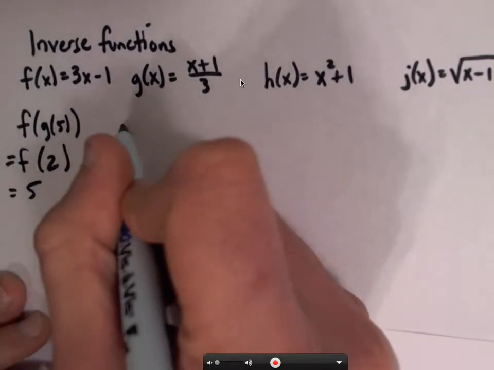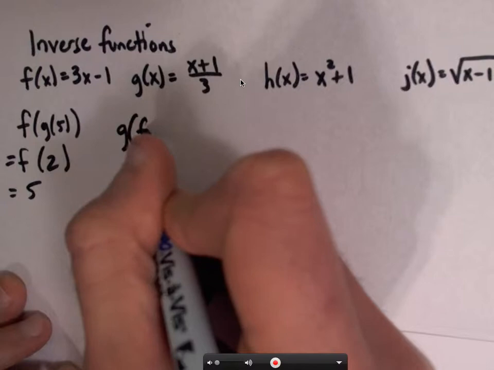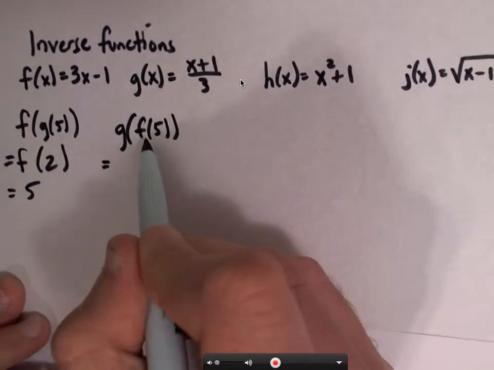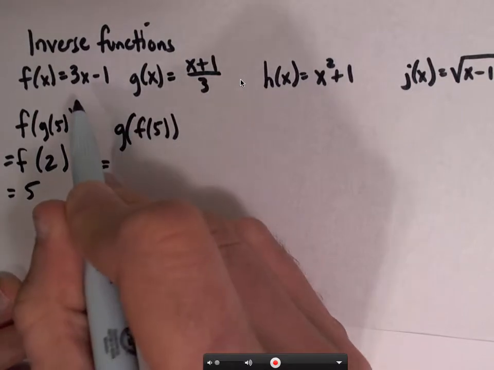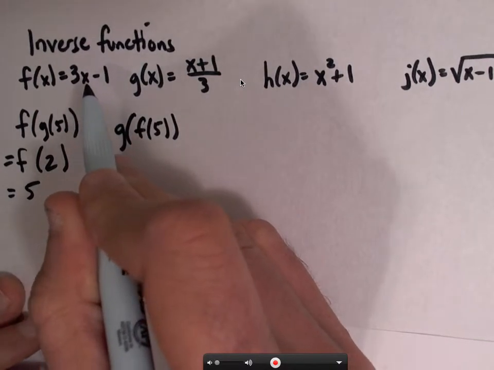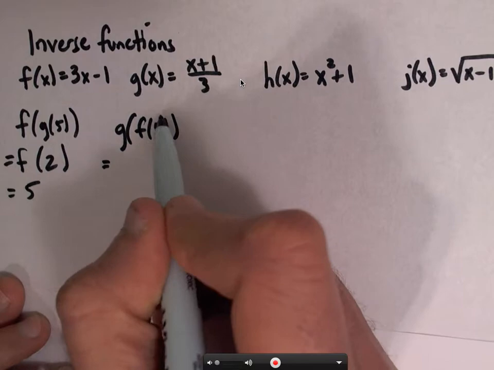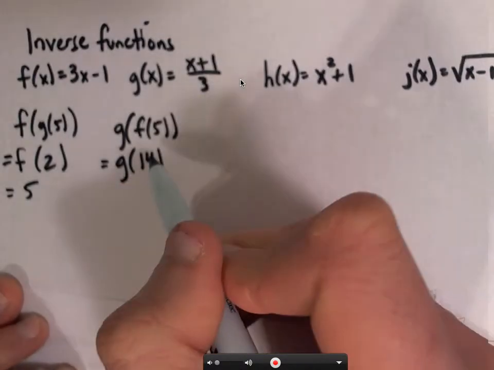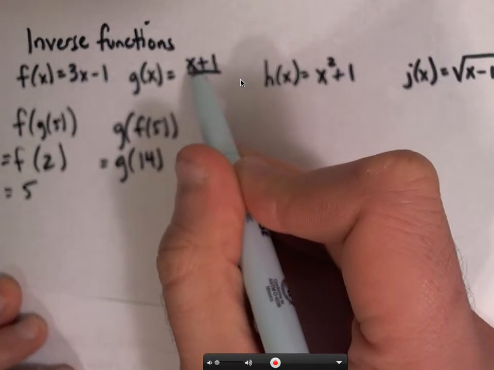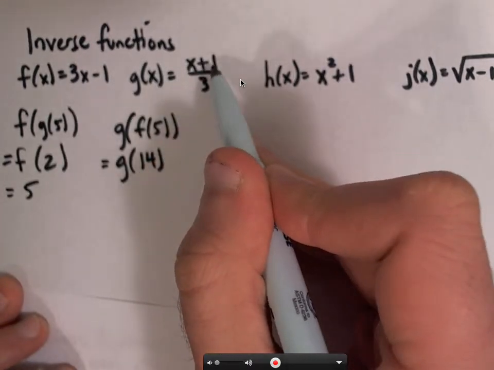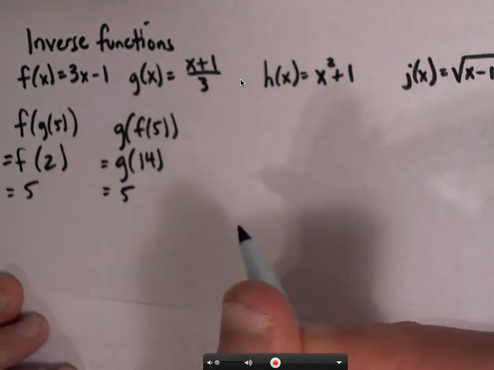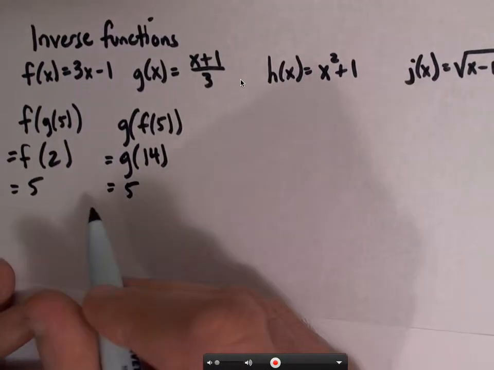Let's try the other way around. So let's do g of f of 5. We're going to plug 5 into our f machine first. 3 times 5 is 15. 15 minus 1 is 14. So our output is 14. So g of 14. What happens if I put 14 into my g machine? 14 plus 1 is 15. 15 over 3 is 5. Interesting. So in either case, we're getting back the same number.